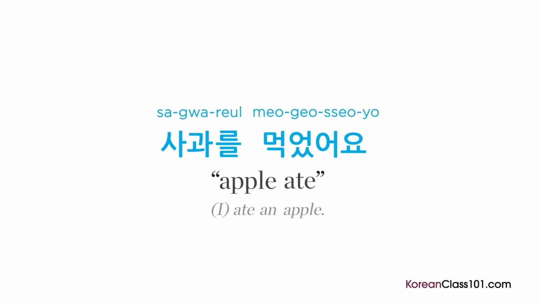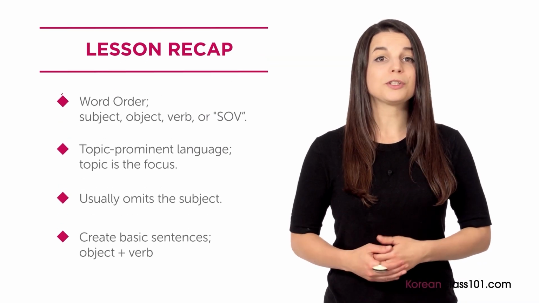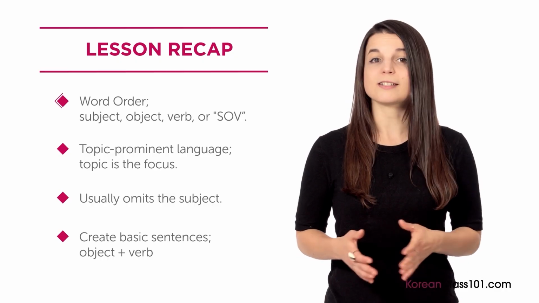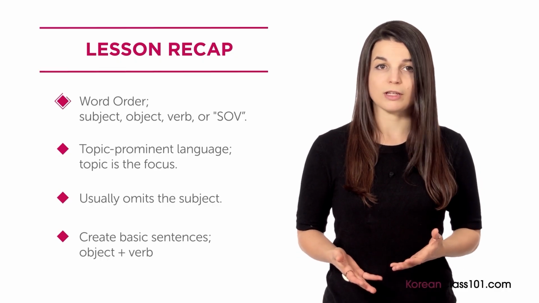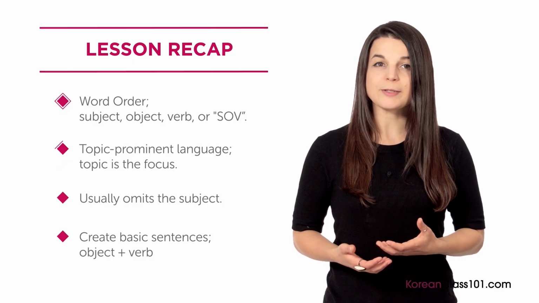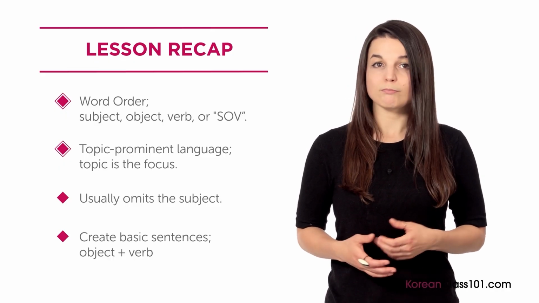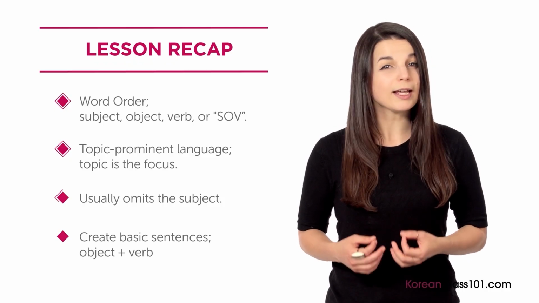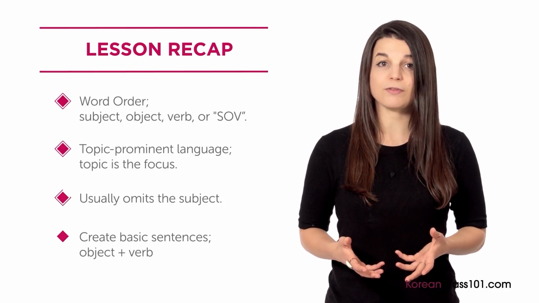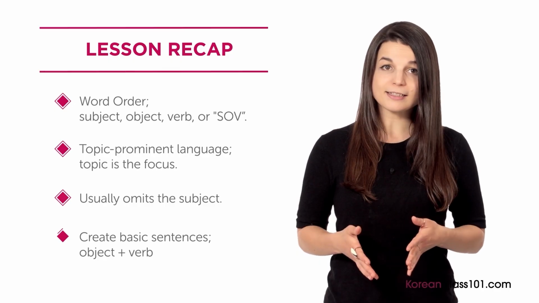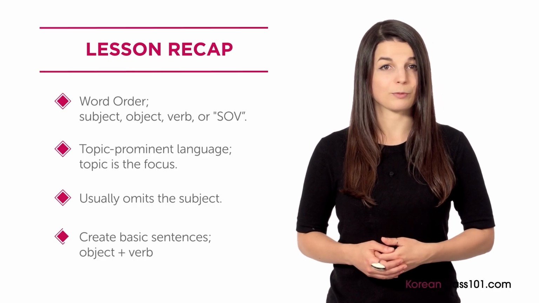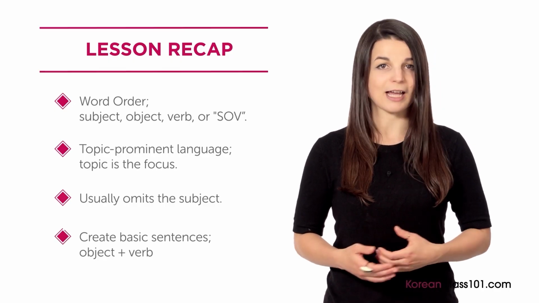사과를 먹었어요. Well done. Let's wrap up this lesson by recapping what we've learned. In this lesson, you learned that Korean sentences are formed using a subject-object-verb, or SOV, word order. The most important aspect of Korean sentences is not the subject, but the topic of the sentence. Most sentences spoken in Korean will not actually contain a subject, especially if that subject is obvious. And lastly, you can create basic sentences in Korean by putting the object first and the verb last.